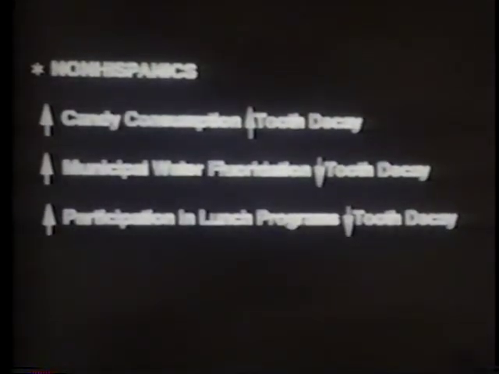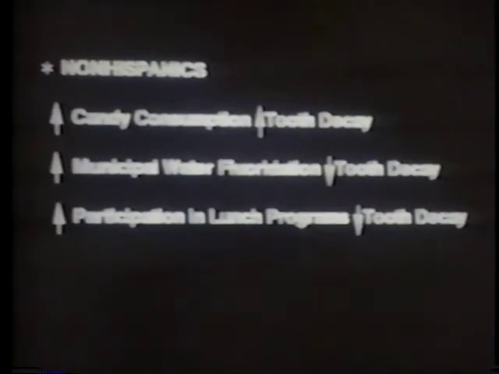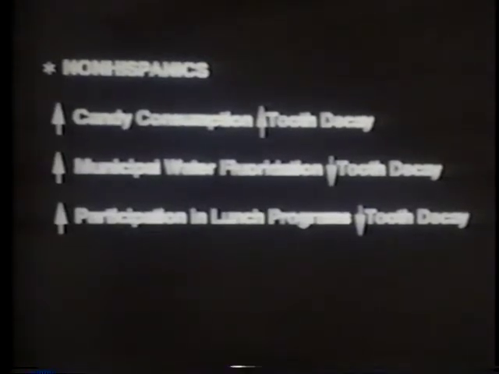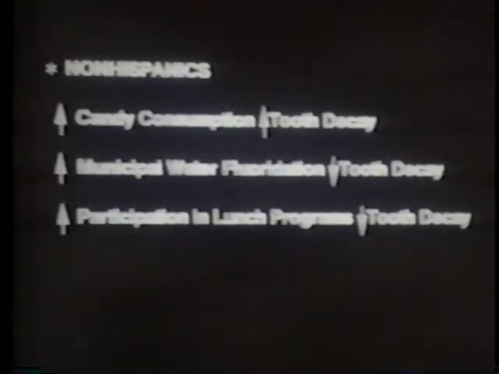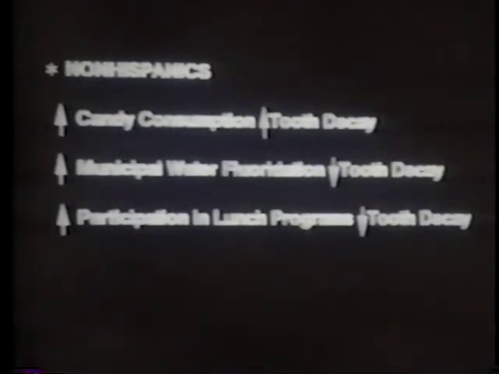What was interesting when we broke out and looked at the non-Hispanics, we found all the traditional kinds of relationships. Candy consumption increased, well, they got more tooth decay. Not so with the Hispanics. And as fluoride in the municipal water supply increased, their tooth decay went down. The Hispanics, it went the other way. Okay? And then like participation in school lunch programs, because we did have some poor areas with non-Hispanics, we found that as their participation in school lunch programs went up, their tooth decay went down. But for the Hispanics, it was the opposite. So something is going on very differently here in this population.